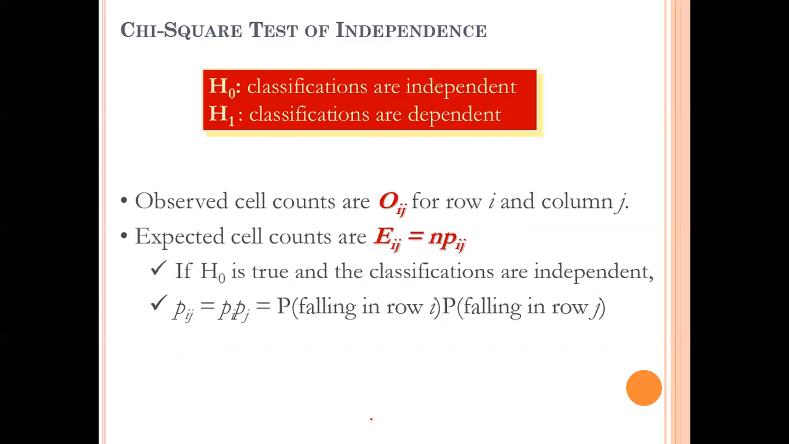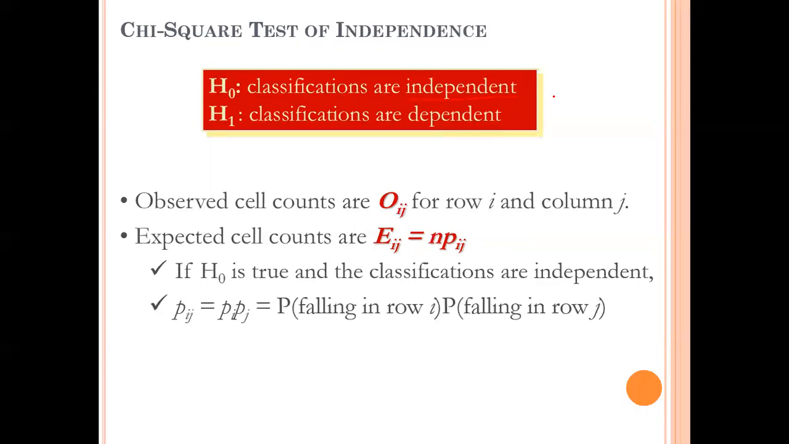In chi-square test of independence, we are also going to identify the null and alternative hypothesis. For chi-square test of independence, the null hypothesis is that the classifications are independent, and the alternative hypothesis is that the classifications are dependent. Like I said before, the null hypothesis is that classifications are independent. That means all the observed variables, or the measurement tests, are equal, or they are not related to each other.